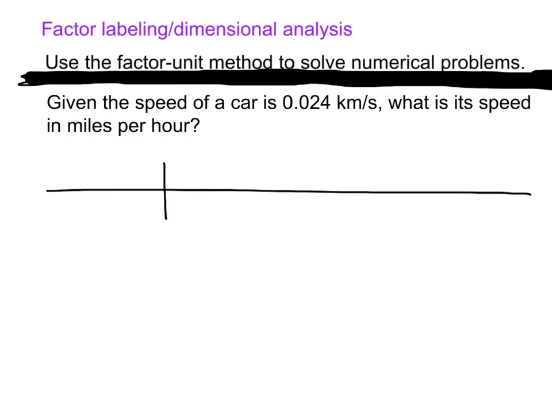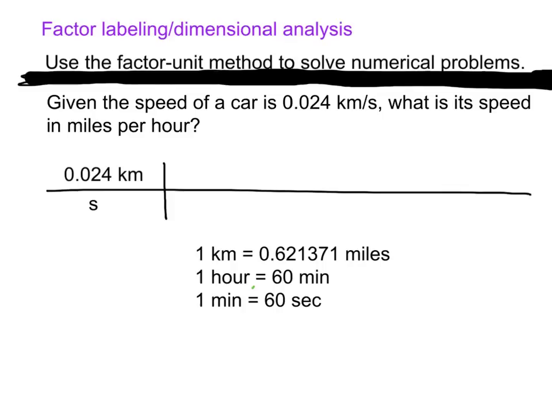Okay, so given the speed of a car is 0.024 kilometers per second, what is the speed in miles per hour? Again, set up the dimensional analysis like I have here. It makes life so much easier. Then you're going to start always with what you're given. Go ahead and put the kilometers on top with a second underneath.